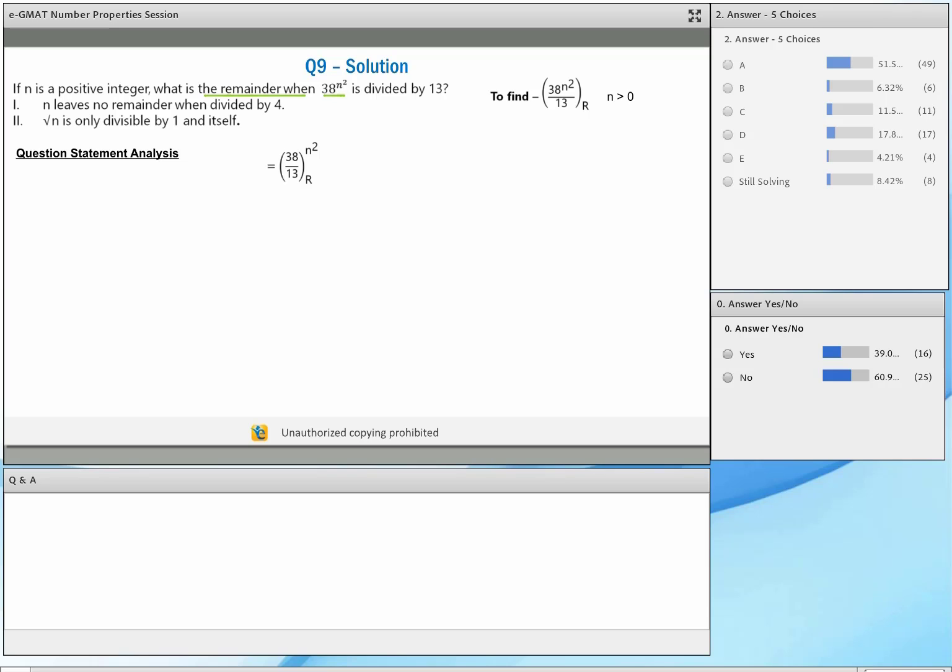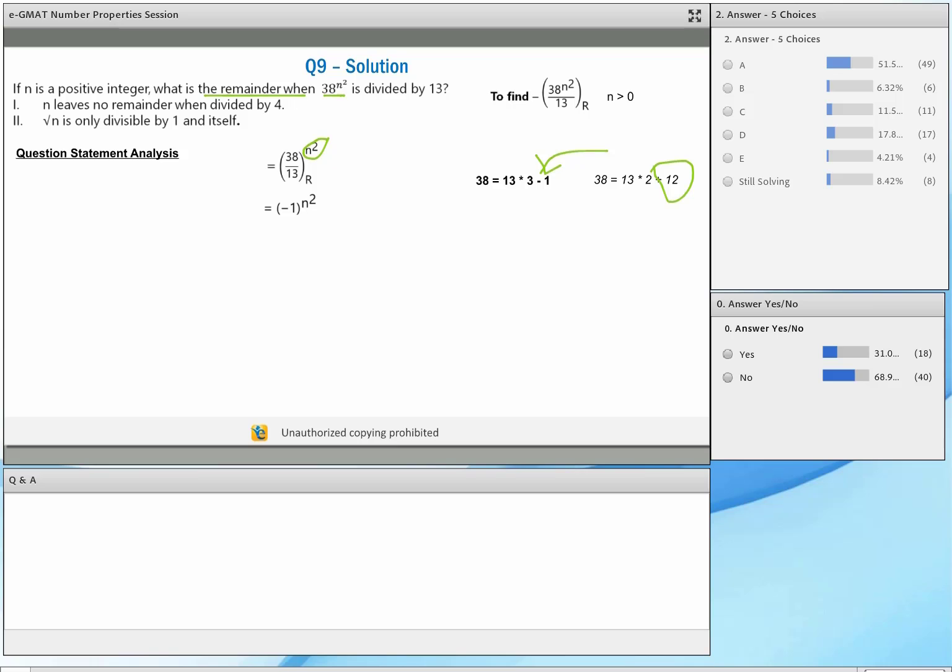Now in this case, what is the remainder when 38 raised to n squared is divided by 13? You again apply your conceptual understanding: I can take n squared outside, and all I have to find out is the remainder when 38 is divided by 13, and then raise that remainder to the power n squared. Now I write 38 as 13 times 3 minus 1. I don't use positive remainders; this is a perfect opportunity to use a negative remainder. So what I end up getting is minus 1 raised to the power n squared.